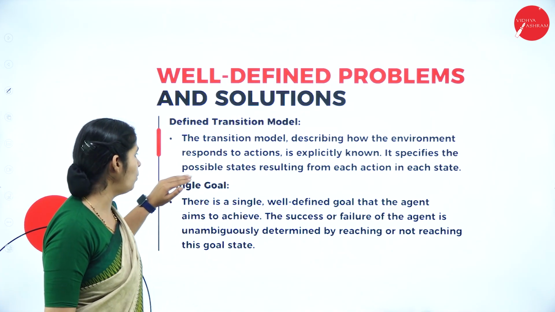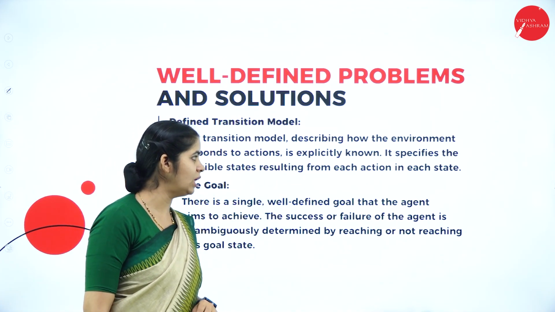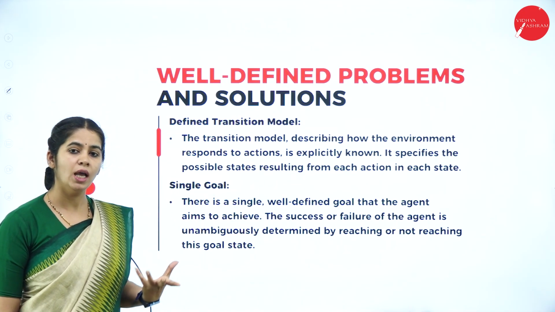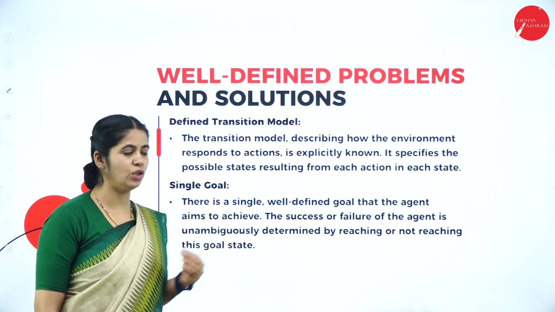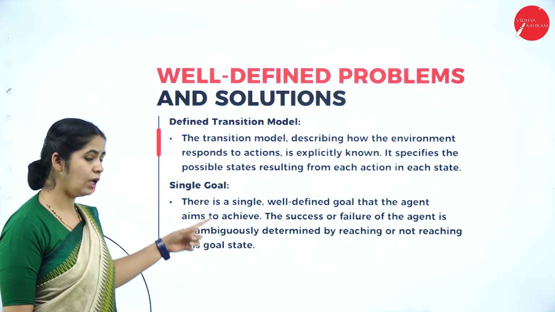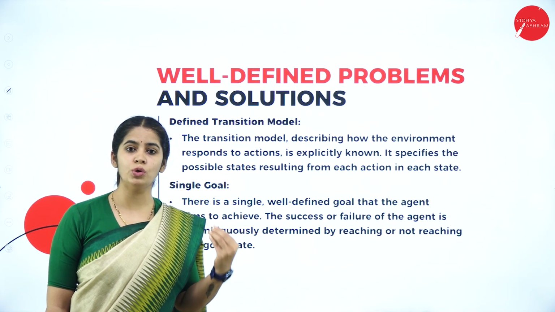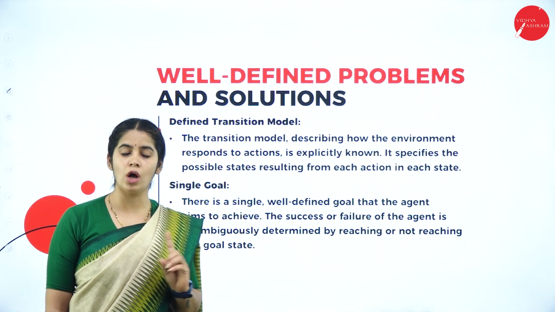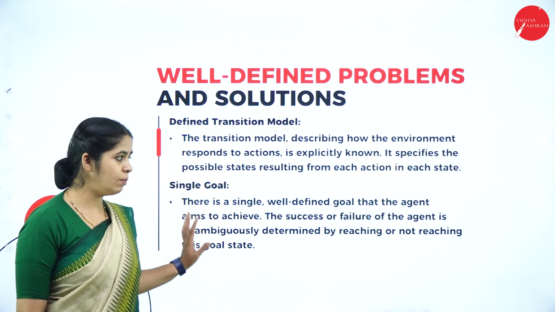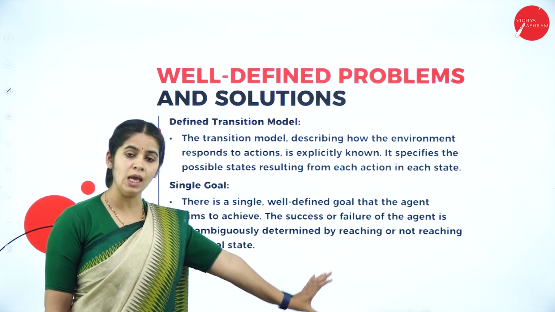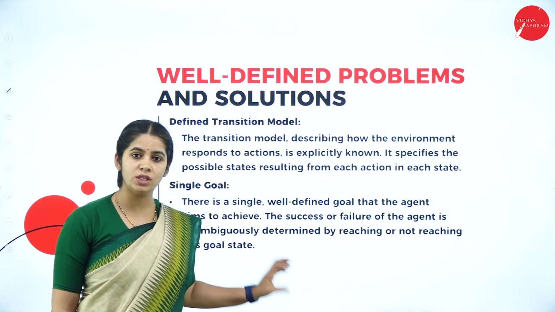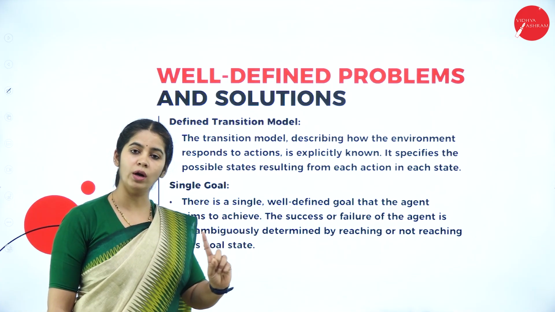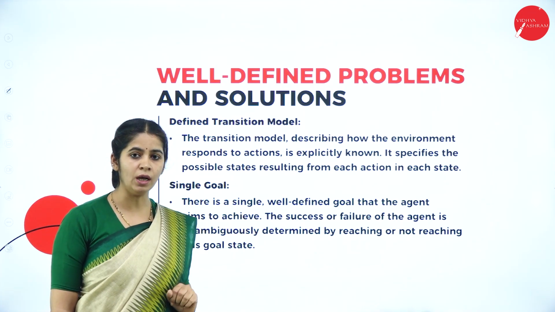It specifies the possible states resulting from each action in each state. It will give all the possible ways of reaching the final goal. A single goal: a well-defined problem should have only one goal. It should not have multiple goals. If I am reaching from node A to D, I should be reaching only node D. Node G will not be the goal state. What is my goal state? D will be the goal state.